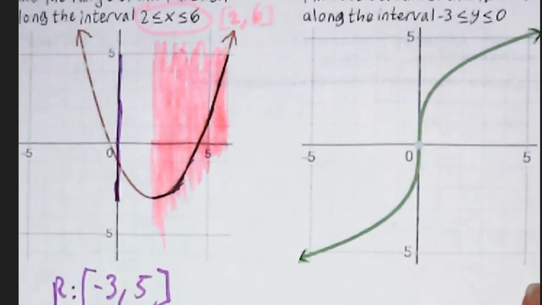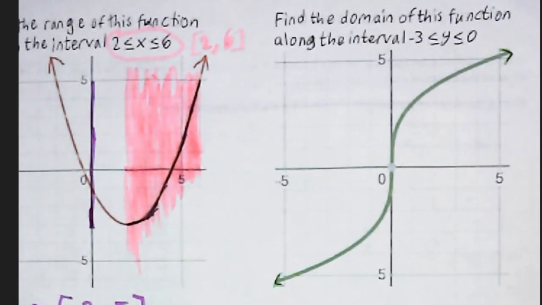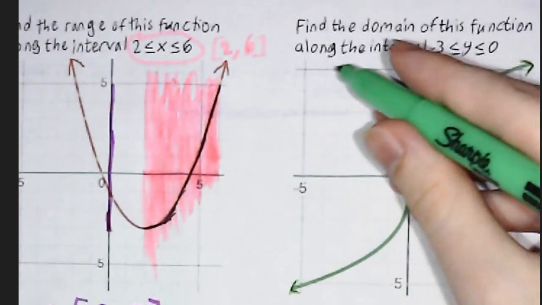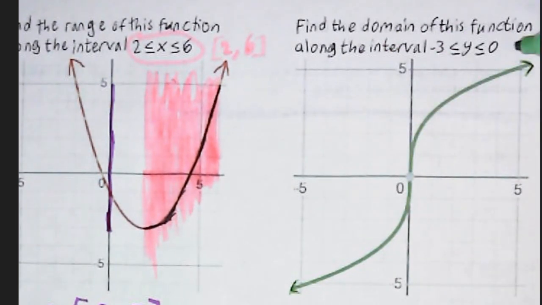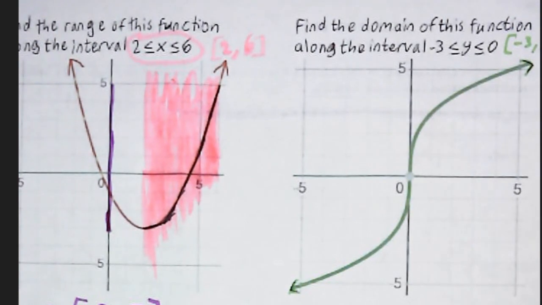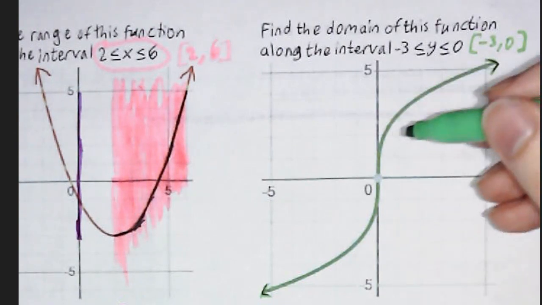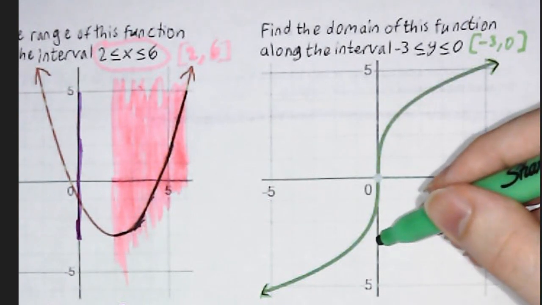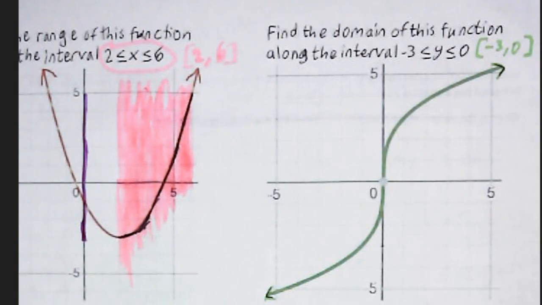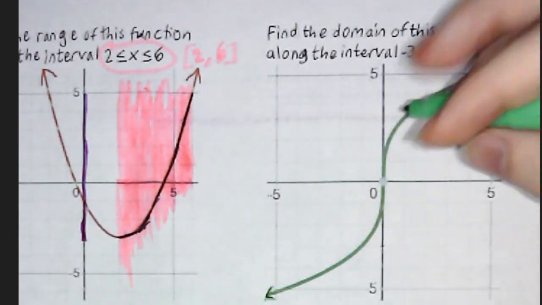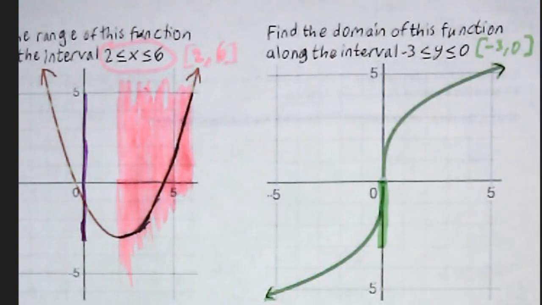All right, the next one. So here we're trying to find the domain of this function along this interval, and this is all the y values from -3 to 0. Now, I want you to keep in mind that from -3 to 0, these are y values, and therefore we're looking at the y values from -3, which is here, up to 0. So just these y values.